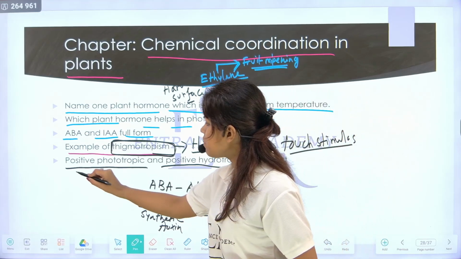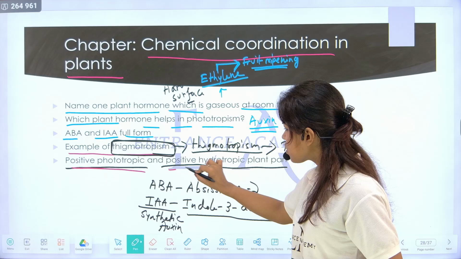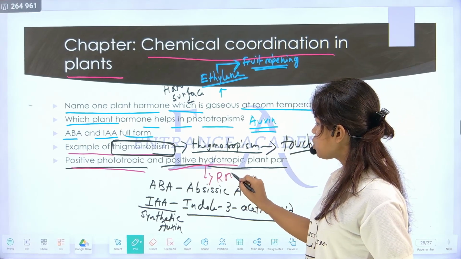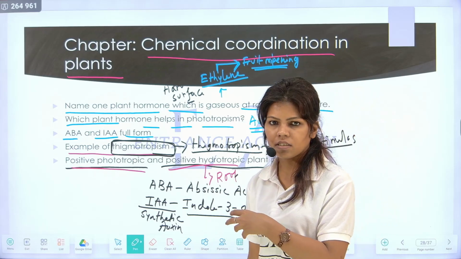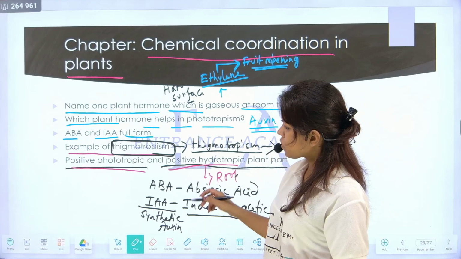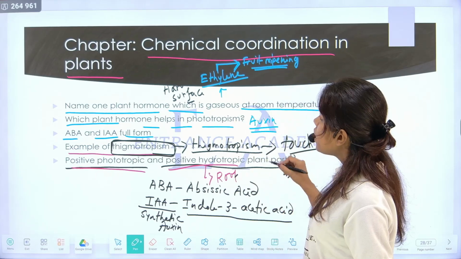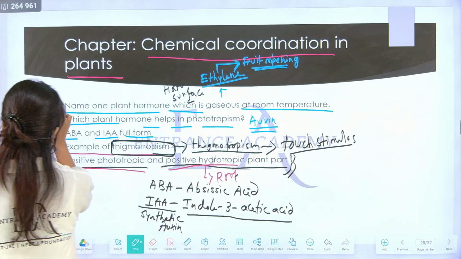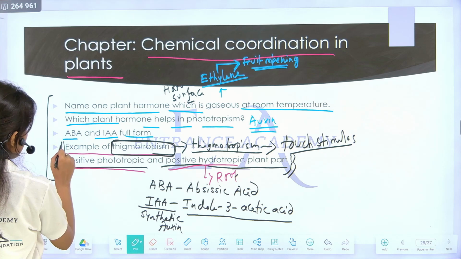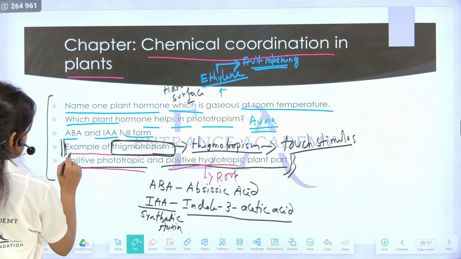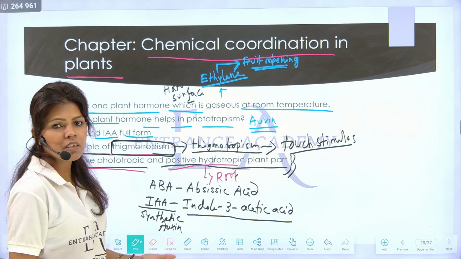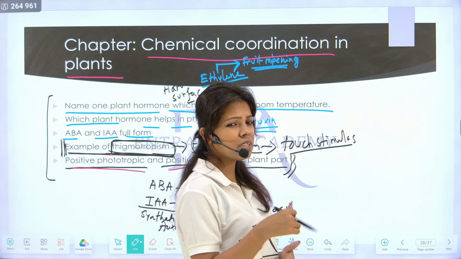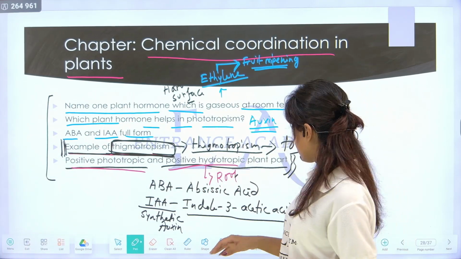So these examples are very important: positive phototropic, positive hydrotropic. Even positive hydrotropic is also root because root moves towards the source of the water present under the soil. So these examples are very important, and mainly from this chapter, so short question will come. From this thigmotropism, one long question you can expect by giving a pictorial question. It may come thigmotropism, but other question will come in the section A.